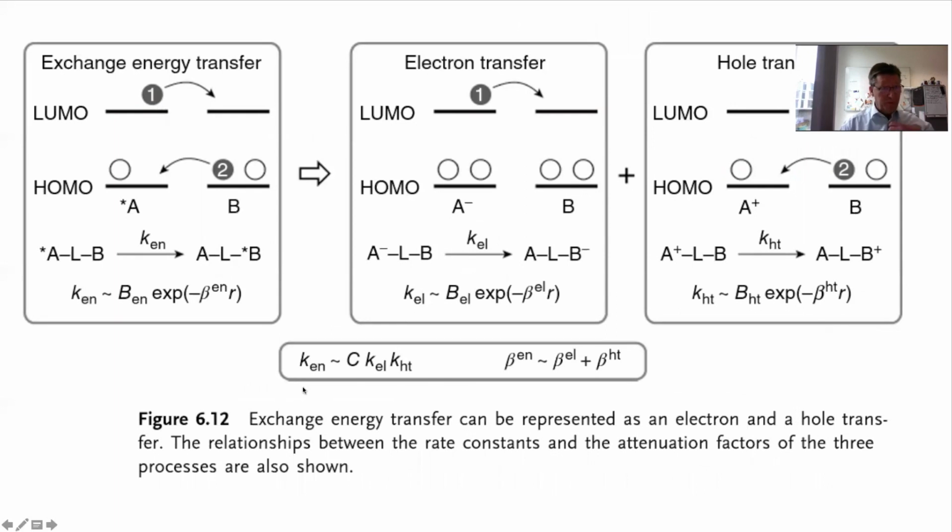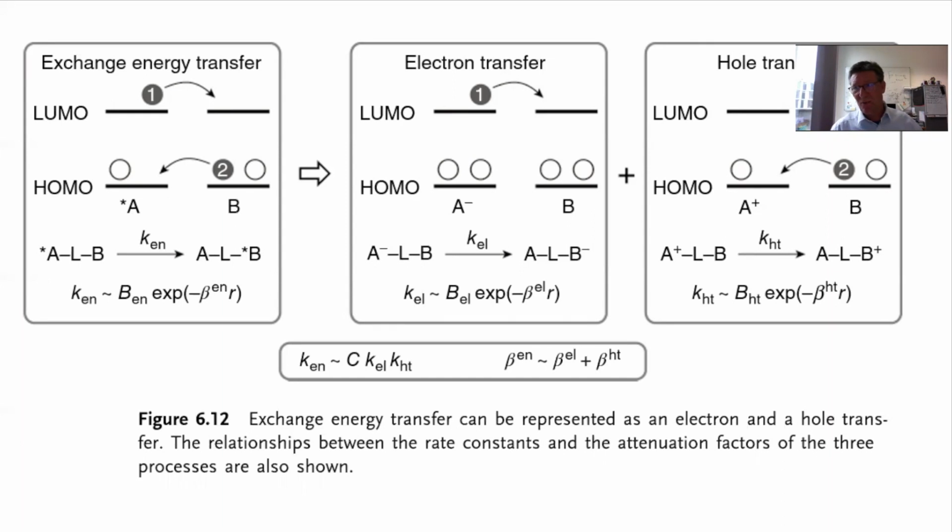This is a picture from the book. The rate of energy transfer is like a pre-exponential factor times the exponent of this beta of the energy transfer and the distance. And this is for the exchange mechanism, the double electron transfer. Now, if you look at the separate processes, then step one basically has a beta factor that can also be seen in electron transfer studies, where you just transfer one electron. But of course, you also have the other electron transfer that, in this case, they call a hole transfer.